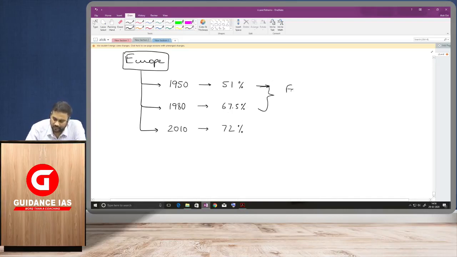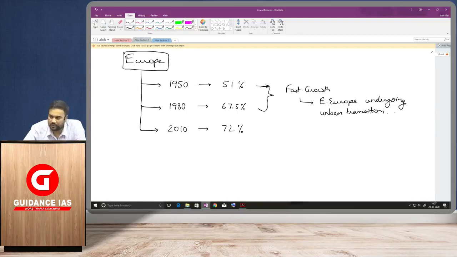So here fast growth was a result of Eastern Europe undergoing urban transition. But by 1990, more specifically by year 2000, what has happened? This Eastern Europe has more or less completed its urban transition.